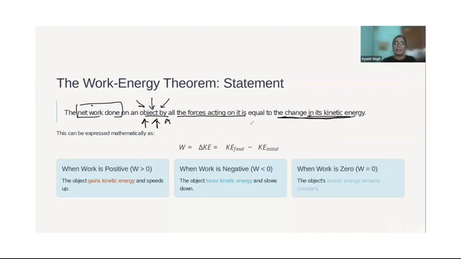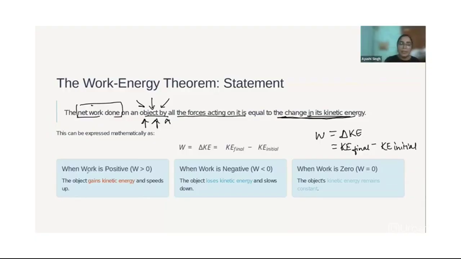So for example, we can write work done is equal to delta KE. That means whatever the final kinetic energy achieved, minus the initial, because it's the change in kinetic energy. So it changed from a point A to a point B, which means the final minus the initial.